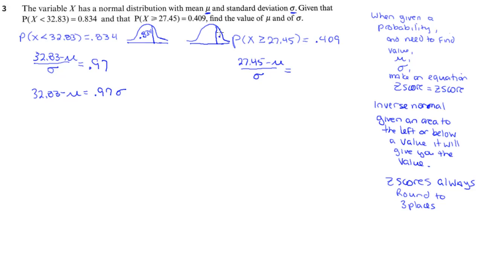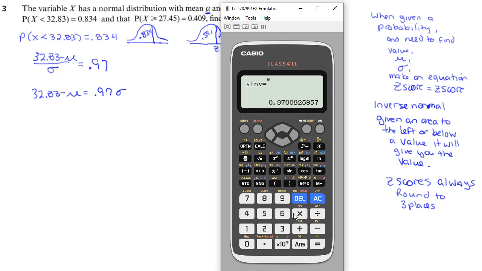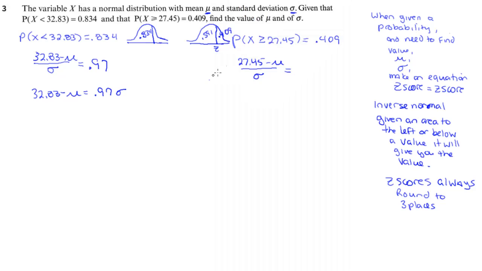And then when I do this other one, you'll notice 0.409 is above my value. Now, the inverse normal finds a value given an area below it. So if I take that away from 1, I find out the area below it is 0.591. When I enter in 0.591, I find out that the z-score is going to be 0.23. And again, I'm going to multiply both sides by the standard deviation and get this equation here.